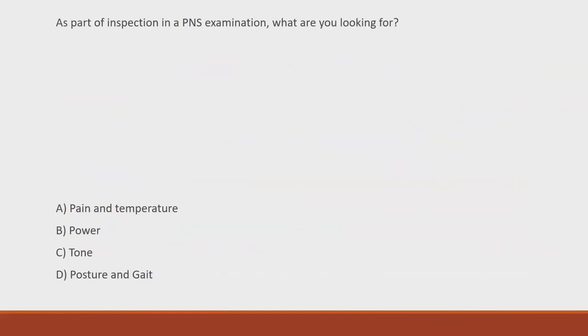Yeah, D. So all of these are part of your peripheral nervous system exam, but it's part of general inspection. So if you're feeling for temperature, you're palpating. If you're looking for power, you're getting them to move. And then tone is obviously its own thing. Yeah.